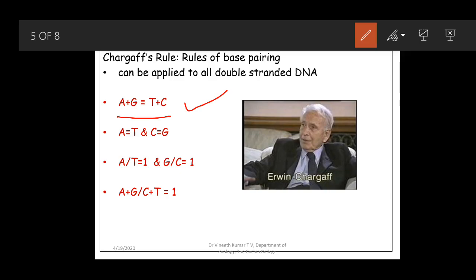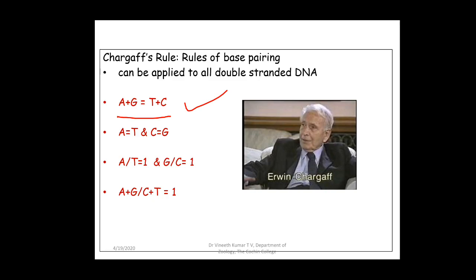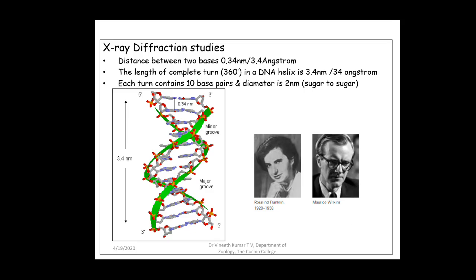These rules, or the Chargaff rules, were a key to establishing the three-dimensional structure of DNA, which was described later by Watson and Crick. Watson and Crick also took the idea of the Chargaff rules, and also the X-ray crystallographic data of Maurice Wilkins and Rosalind Franklin. So they combined these two data and they deduced the three-dimensional structure of DNA.